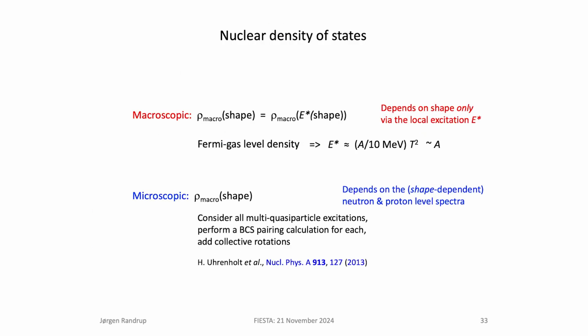So what kind of level densities are there? Well, the simplest calculation is to take what we call a macroscopic level density. This is typically a Fermi gas level density. And it is very simple because it only depends on the excitation energy in the system. It doesn't depend on its shape explicitly. Of course, the excitation energy depends on shape because you have a potential energy, but otherwise not. And then you have probably all seen this formula.